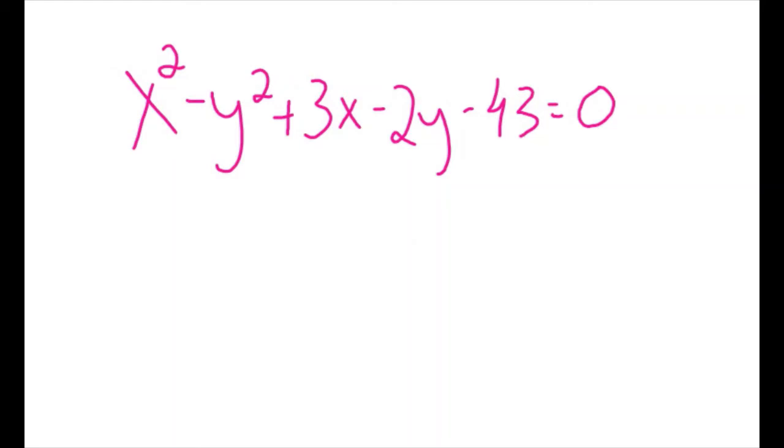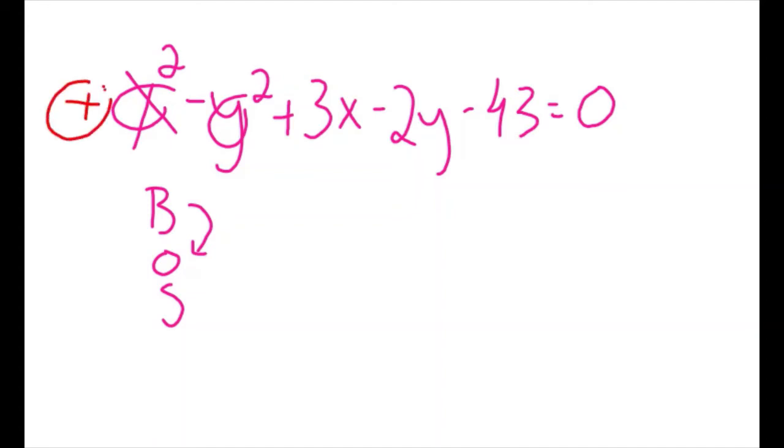Now for our final example, x squared minus y squared plus 3x minus 2y minus 43 equals 0. Again, let's do our BOSS and see if both our variables are squared. Yes, we have an x squared and a y squared. So let's go on to the next question. Now, do both variables have opposite signs? Yes, they do. In fact, our x squared is positive here, but our y squared is negative. Therefore, we can ignore our last step and already know that this is going to be a hyperbola.